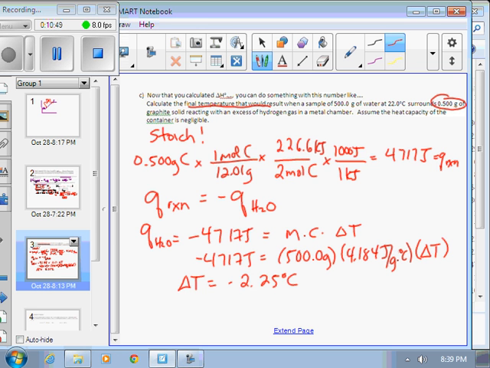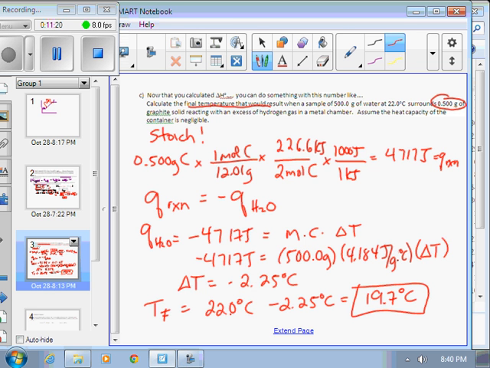So what does that mean? Is the temperature of my water going to go up, or is the temperature of my water going to go down? Well, because the process was endothermic, it absorbed energy, it took energy from the surrounding water, so the temperature of the water is going to go down. So my temperature started at 22 degrees, so it's going to go down by 2.25 degrees. Okay? So taking into account the sig figs, we're going to be looking at around a final temperature of 19.7 degrees Celsius. Okay? So that's kind of an interesting application with calorimetry.